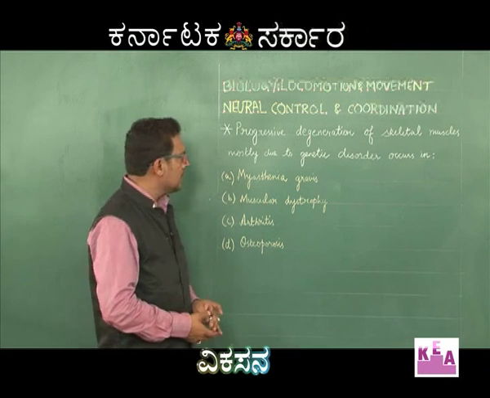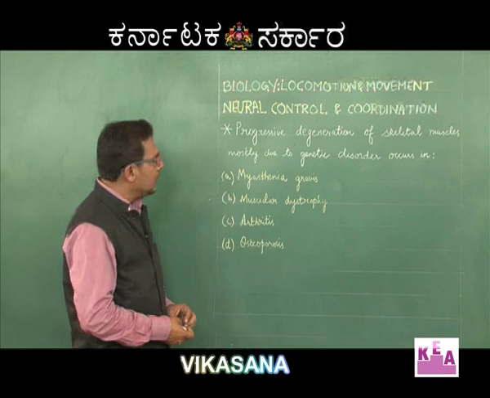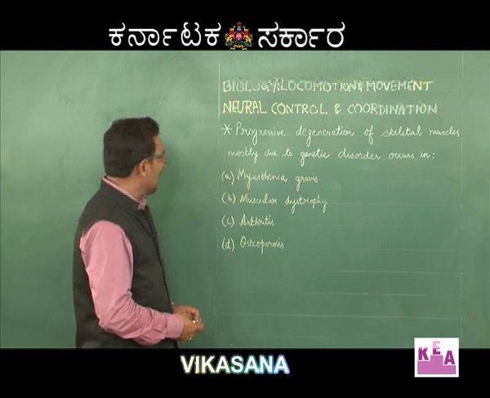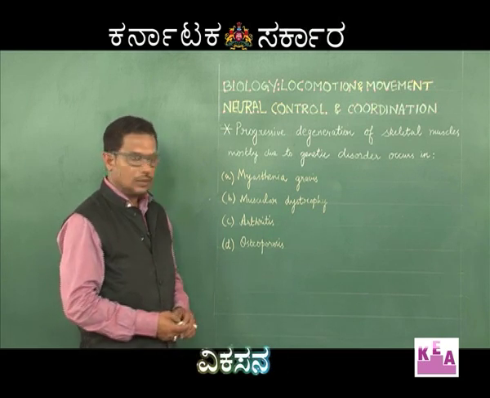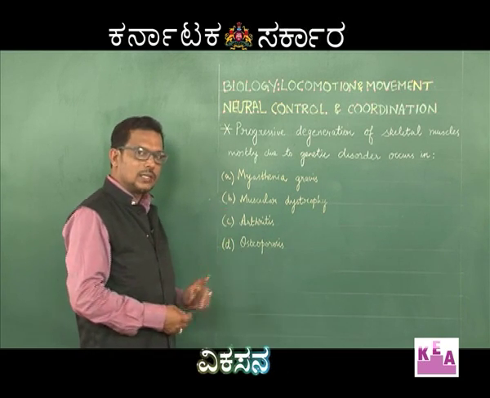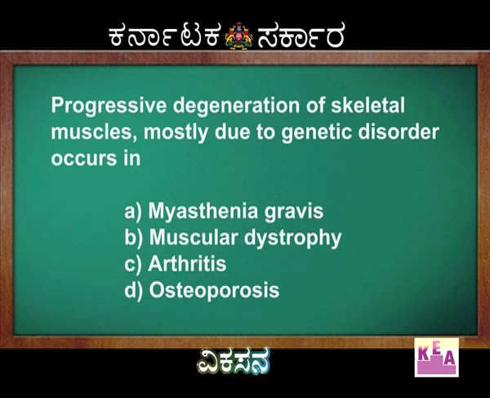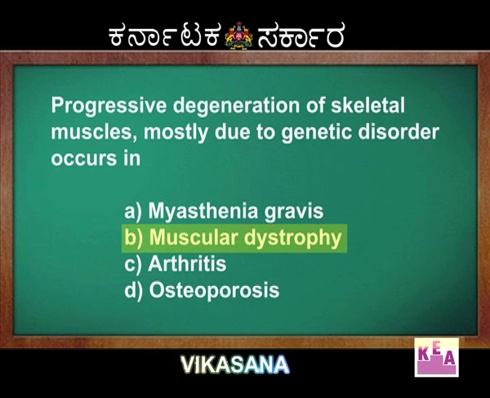Now, the question here is: progressive degeneration of skeletal muscle, mostly due to a genetic disorder, occurs in which of the disorders? So, myasthenia gravis, you already know, is a disorder due to the autoimmune system where the neuromuscular junction is affected causing fatigue, and the answer for this question is option B, that is muscular dystrophy.